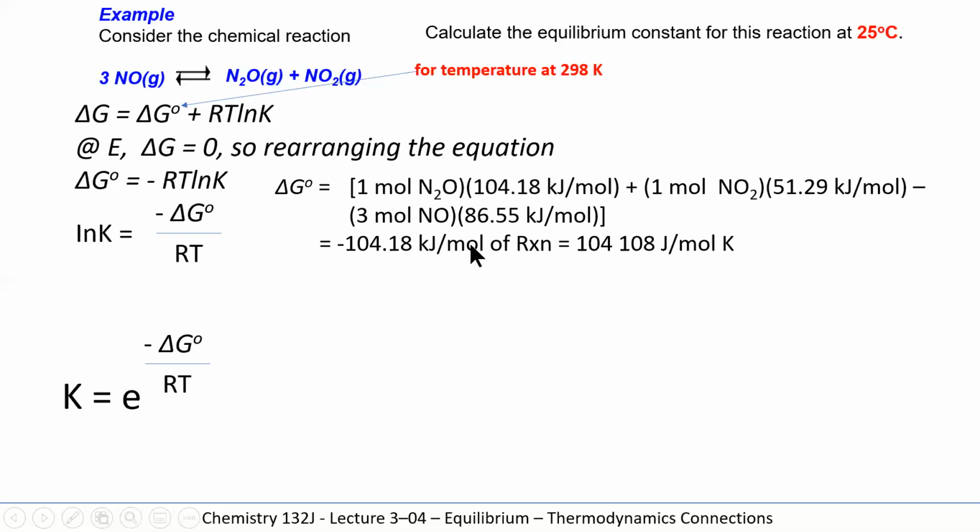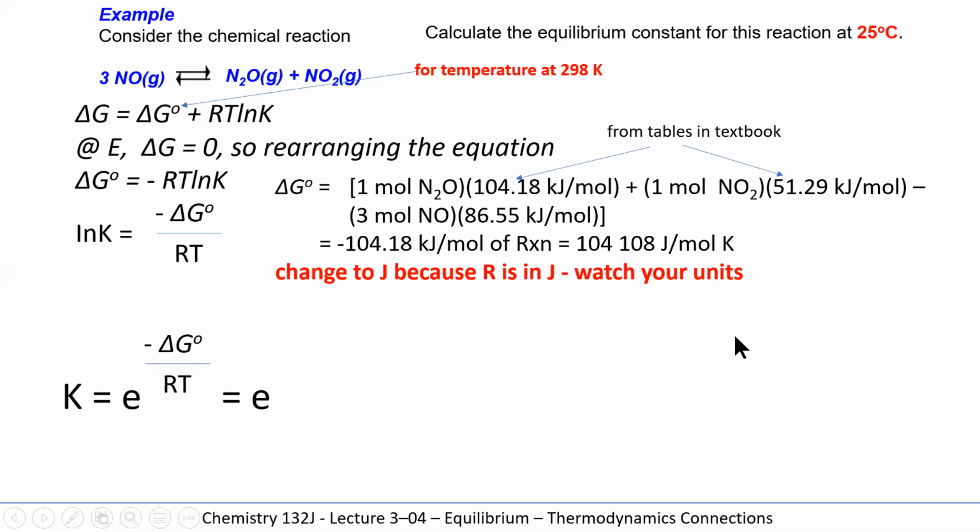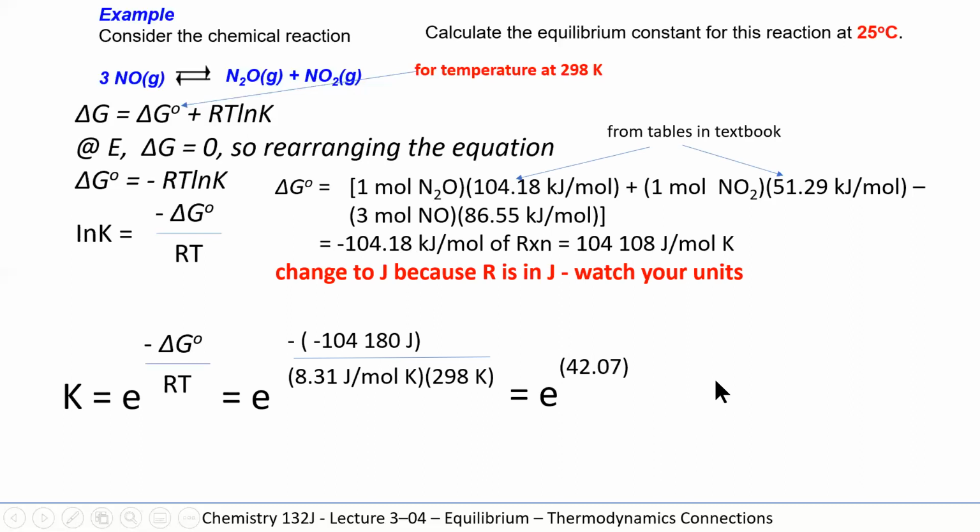I'm going to caution you, because we're using this equation to calculate K, the R value will be given in joules. So we're going to change our minus 104.18 kilojoules into joules by multiplying by 1,000 joules per kilojoule. Okay? So now in this equation, we know delta G, and we're going to divide that by R times our temperature, which was 298 K, and our value is e to the power of 42.07, which equals 1.87 times 10 to the 18.